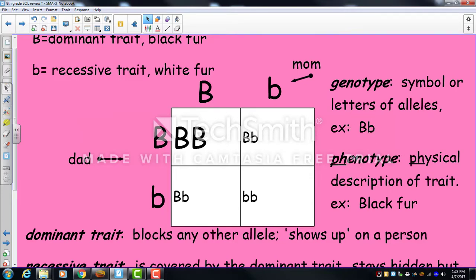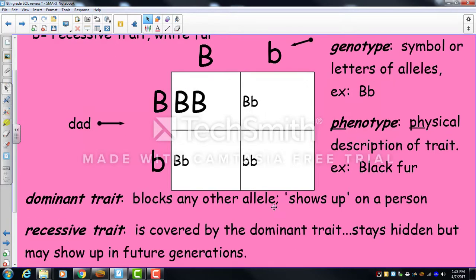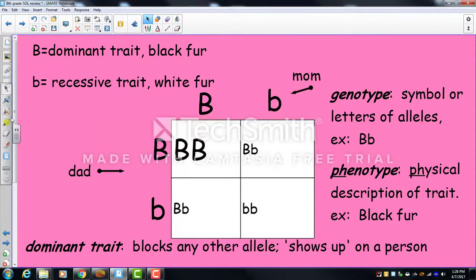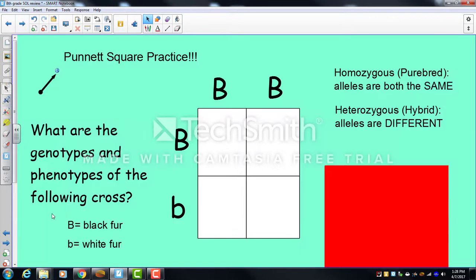The phenotype would be how I described each of these. Okay, if I wrote out black fur, that's the phenotype. It's how I physically describe it. PH for phenotype, PH for physical description. Black fur, black fur, black fur, white fur. Those are the phenotypes. That's a lot of information on one page, but keep on moving.